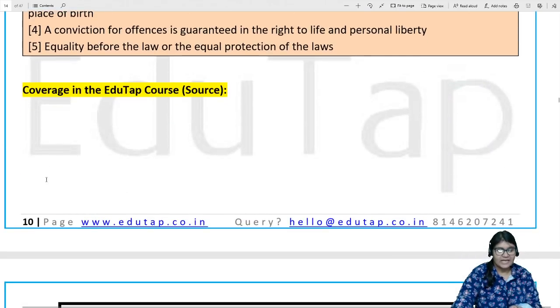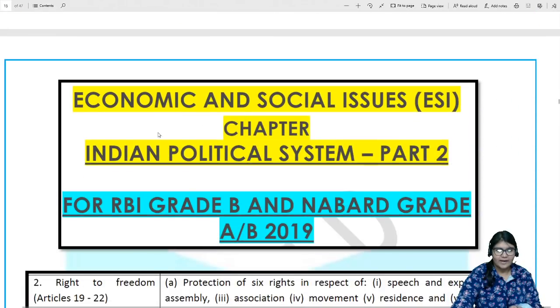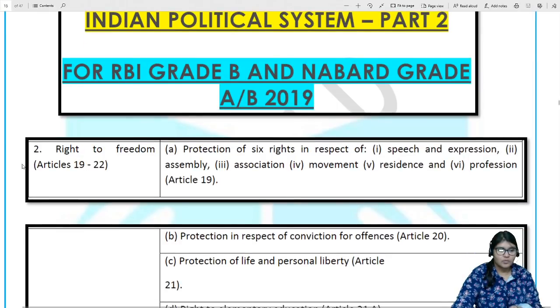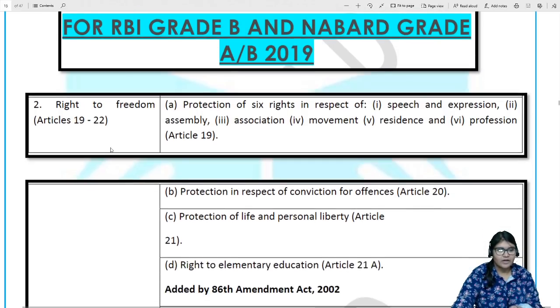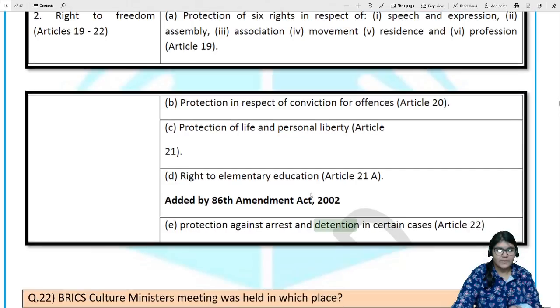This was covered in our course, the static part that we provide, ESI Indian Political System Part 2. You can see here the screenshot. We had given you a tabular format wherein we have listed down the important articles of the Indian Constitution, and one of those itself was this particular article wherein clearly it is mentioned here, protection against arrest and detention in certain cases, Article 22. Right, guys?